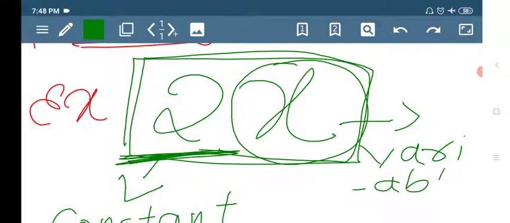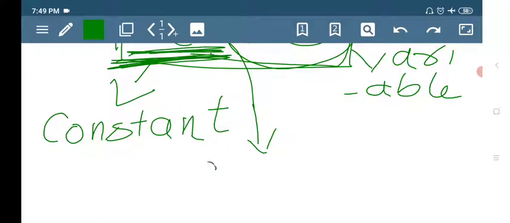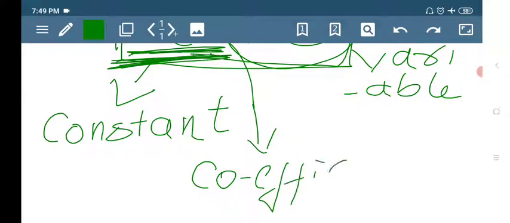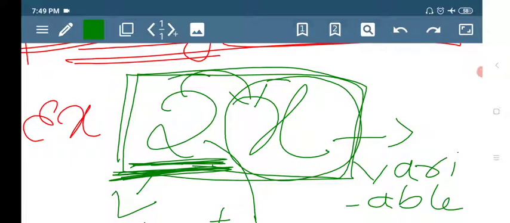Variable. When a constant or a number comes along with a variable, we call that a coefficient. It is no more a constant, we call this a coefficient. Why is it a coefficient? Because it works along with the variable.